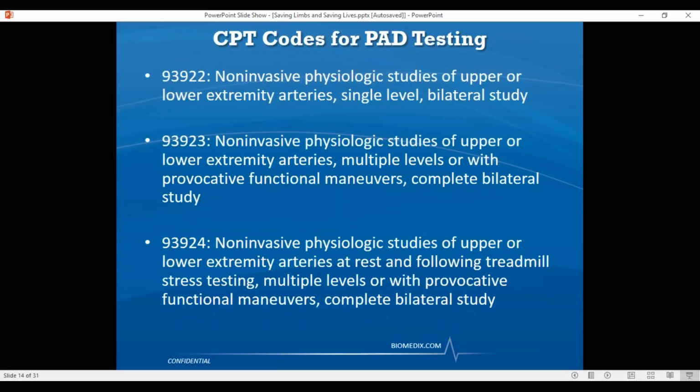CPT code 93923 consists of the ABI values and the waveforms at 3 or more levels. This CPT code generally reimburses around $125. CPT code 93924 can be billed if you perform the study at rest and again post-exercise. And this study generally reimburses around $150.